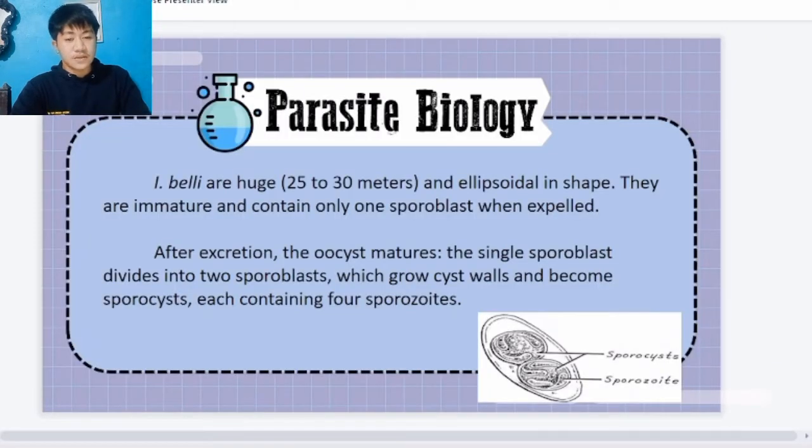Parasite biology of Isospora belli: they are large, 25 to 30 micrometers, and ellipsoidal in shape. They are immature and contain only one sporoblast when expelled. After excretion, the oocyst matures, and the single-cell sporoblast divides into two sporoblasts, which grow cyst walls and become sporocysts, each containing four sporozoites. Isospora belli is a protozoan parasite in the phylum Apicomplexa. This group of parasites is referred to as Coccidia. This organism can be acquired by the ingestion of sporulated oocysts found in contaminated food or water.